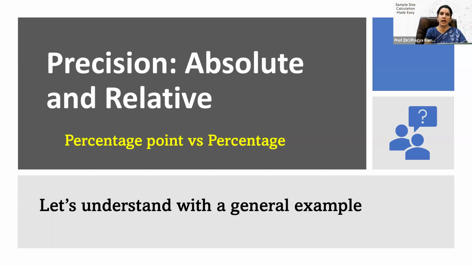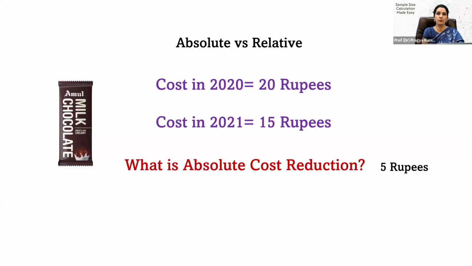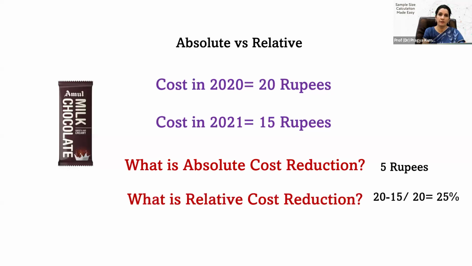Coming to the precision, absolute versus relative. There are two types of precision, or you can say two types of margin of error. We will understand this with one example. This is the concept of absolute versus relative. You can see there is a milk chocolate here. If the cost of this milk chocolate in 2020 was 20 rupees and in 2021 it is 15 rupees, we will say the absolute cost reduction is 5 rupees. But to calculate the relative cost reduction, I have to use a reference point, which is the initial one. So I will say there is a 25% reduction in the cost of the Amul chocolate. The same concept we apply in the case of precision.